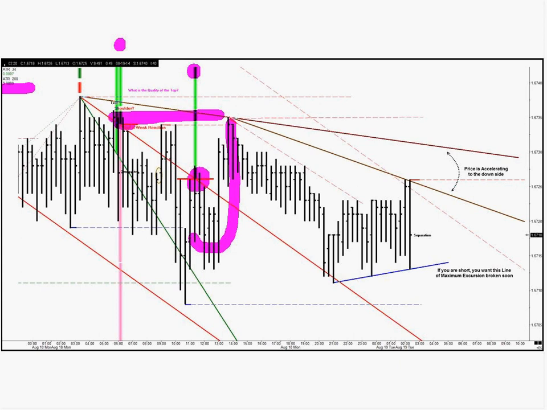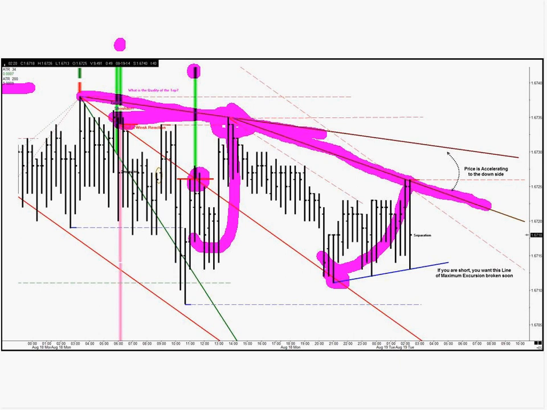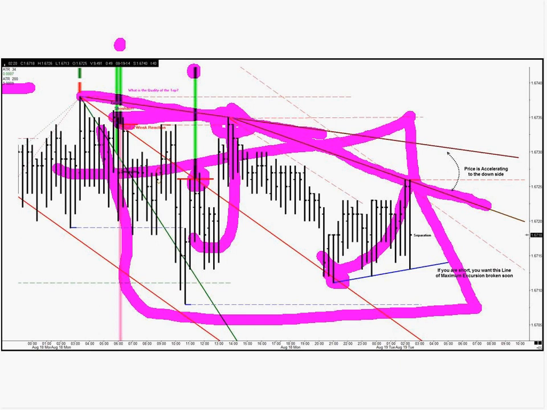And if we go ahead and put out the lines of maximum excursion, here's our first one. And as we curl back here, we go to the median line right here. And then curl back, and you can see when we connect this high to this high, take a look. Price is accelerating to the downside, even though it's still in this big range. Price is accelerating to the downside.